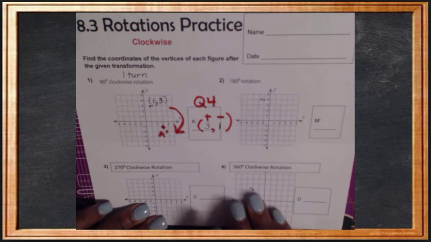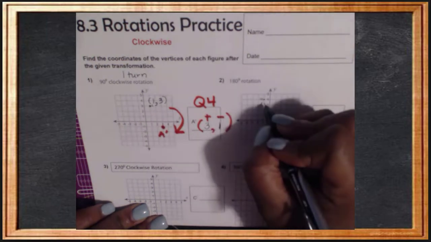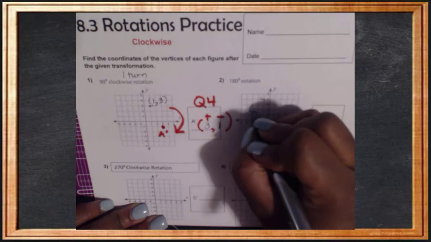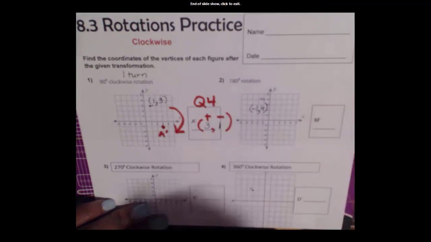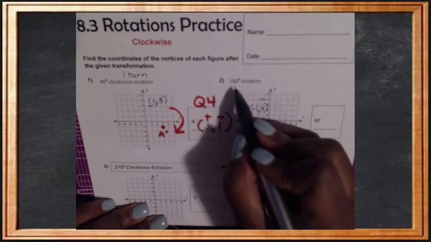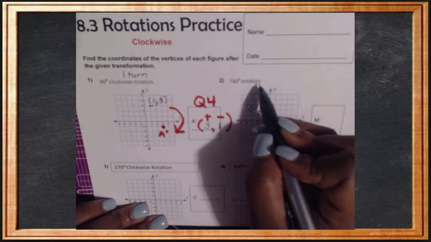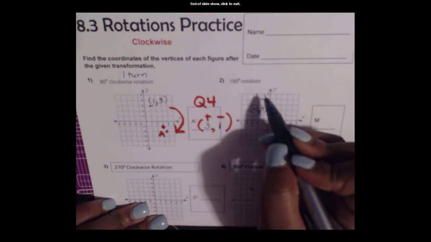We're doing a 180-degree rotation. Step 1, point M is located in quadrant 2. The ordered pair for M is X is negative 1 and Y is positive 4. So we're asked to rotate it 180 degrees. And it doesn't say clockwise or counterclockwise, but it really doesn't matter for 180-degree rotations.